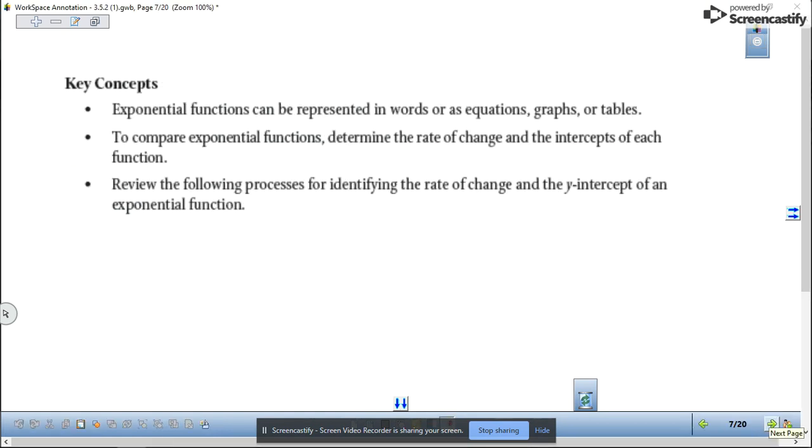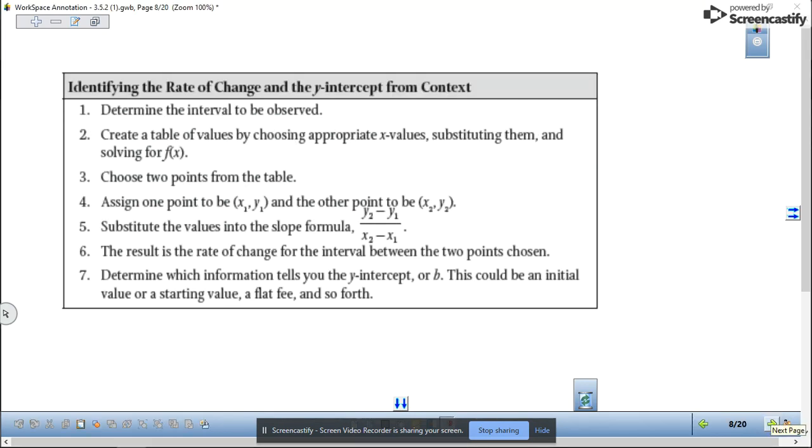Okay, so key concepts: pause, read those. I'm not reading them to you. Identifying the rate of change and y-intercept from context. Determine the interval to be observed. Create a table of values. Choose 2 points, the correct 2 points. x1, y1, x2, y2. Plug them in, solve for your slope. The result is the rate of change between the 2 points chosen.